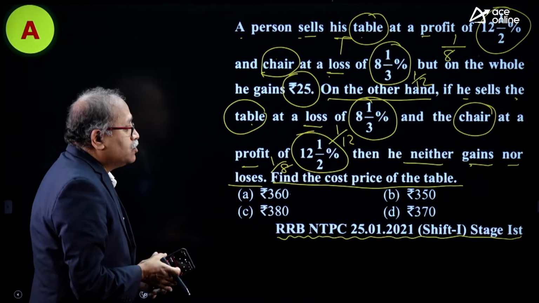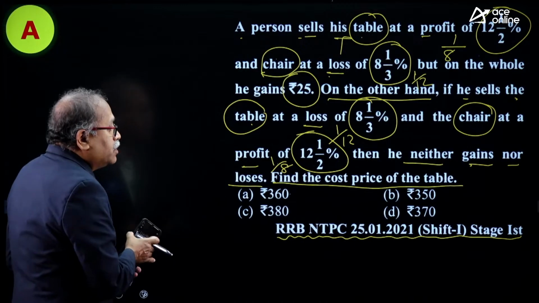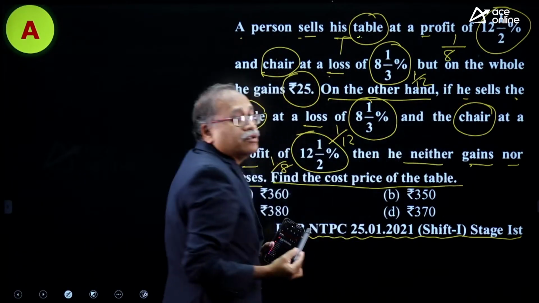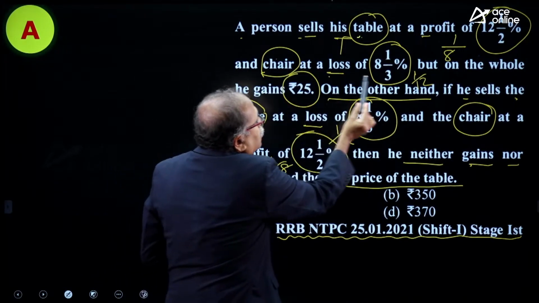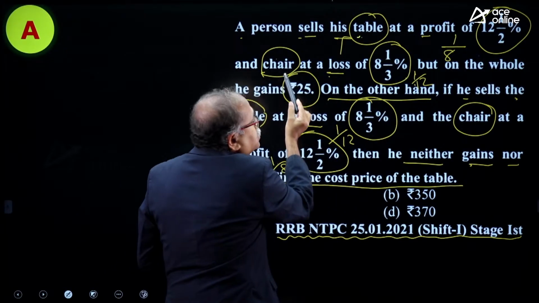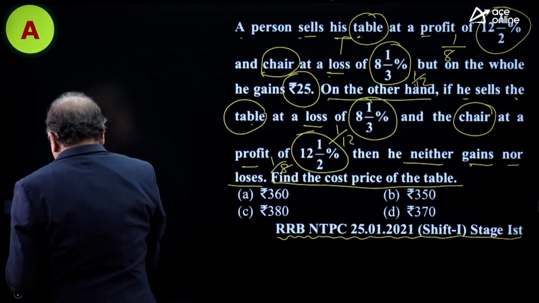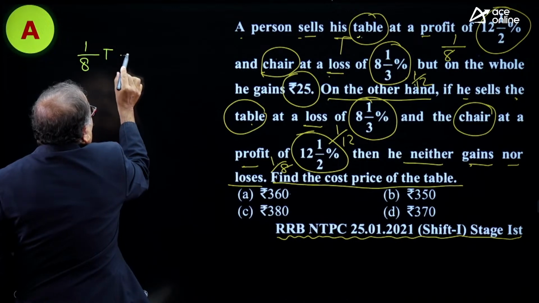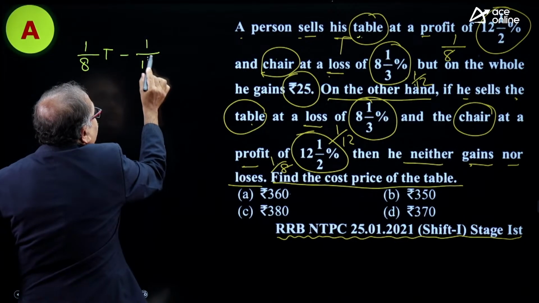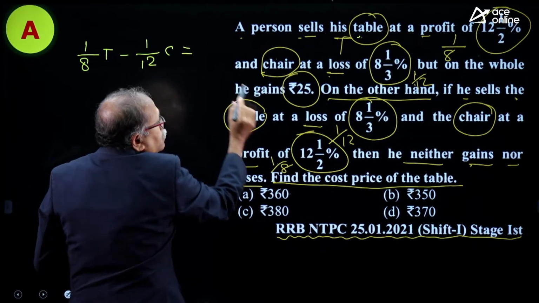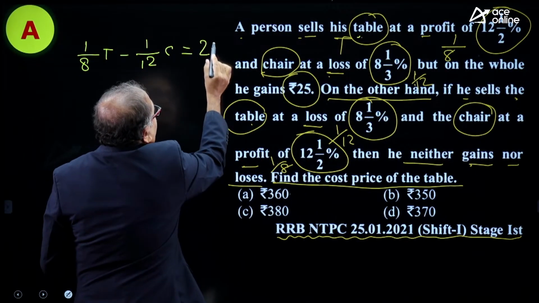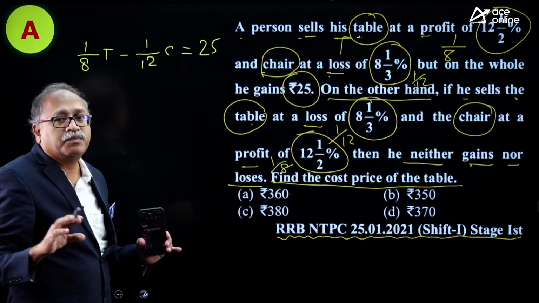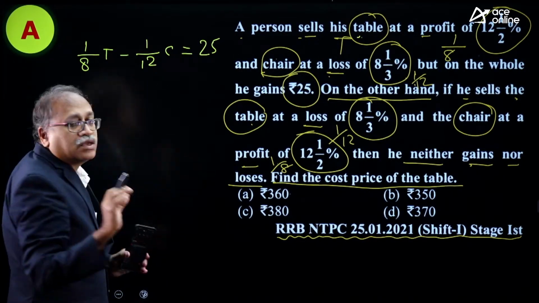So, okay, let's come. How do I do it? There will be two equations over here. What is the first equation? 1/8 of the table, and there is a loss. What is that loss? 1/12 of the chair. So 1/8 of the table minus 1/12 of the chair is equal to how much? 25. Deepak, your preparation is very good, sir. Keep it up on all the subjects. Now, that first equation is done.